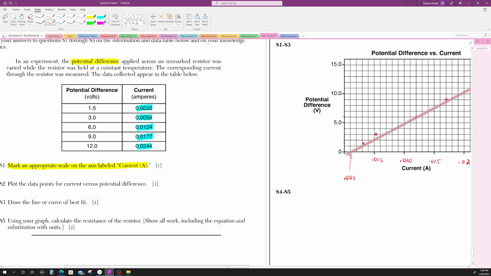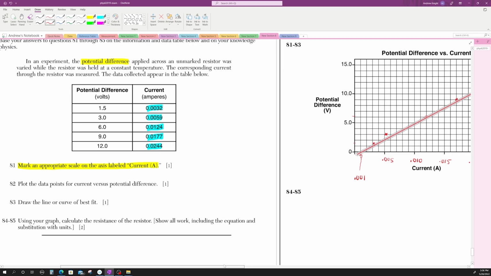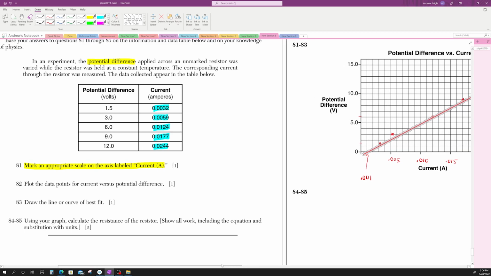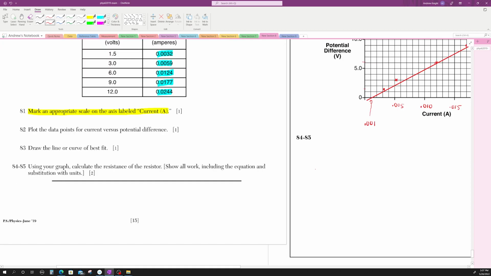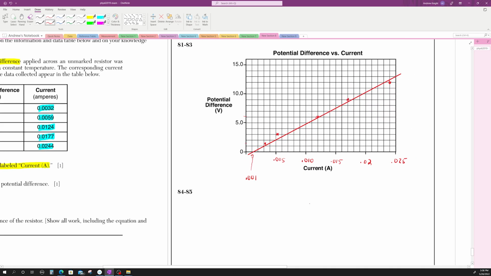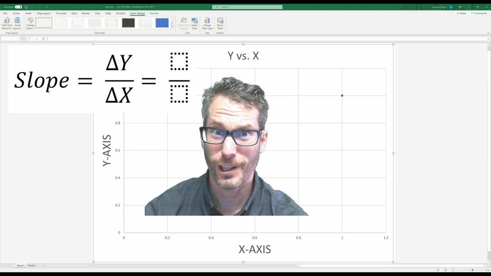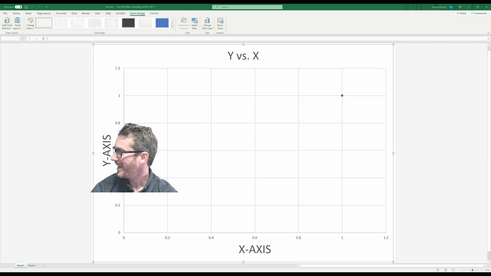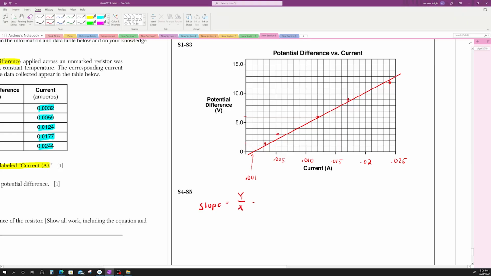And then finally, what else do we got? Using your graph, calculate the resistance of the resistor. Show all work using the equation and units as always. So we're using the graph to figure out the resistance of this particular object. Notice on the graph that we have voltage on the y-axis and current on the x-axis. So the slope of that line is y over x. We've done this multiple times. So this is V over I, which is equal to resistance.